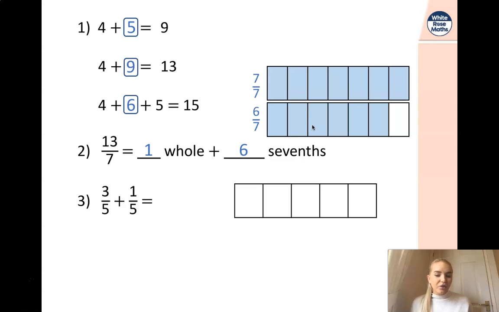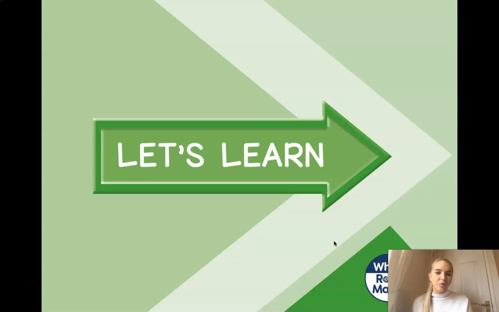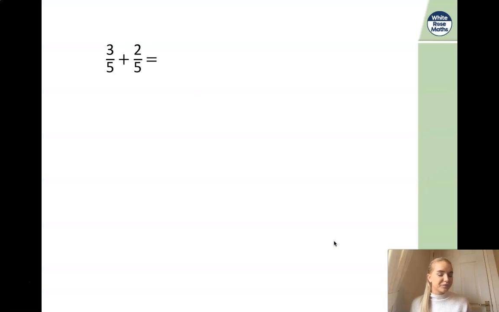And finally then, 3/5 add 1/5. We can see our bar has been split into fifths. We can see 3/5 is here. Add another fifth gives us 4/5. And well done if you got all of those right, because that will really help you for today's lesson.